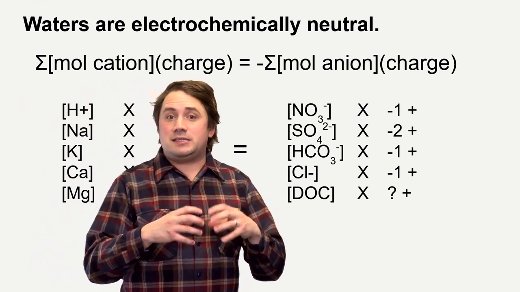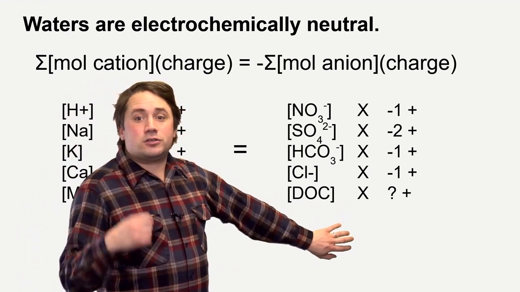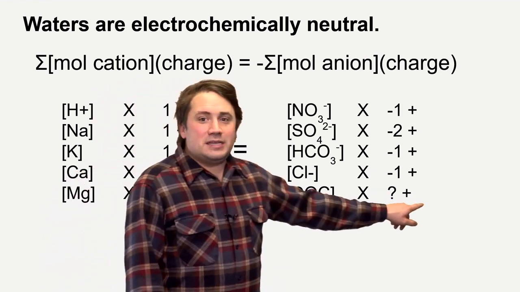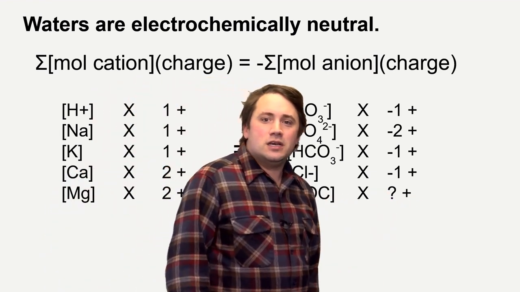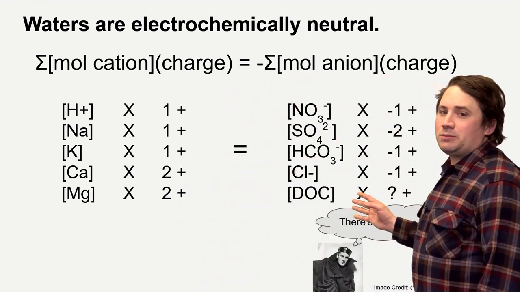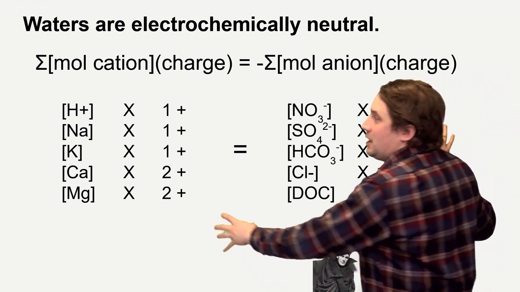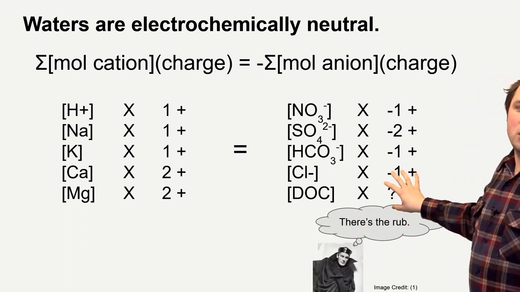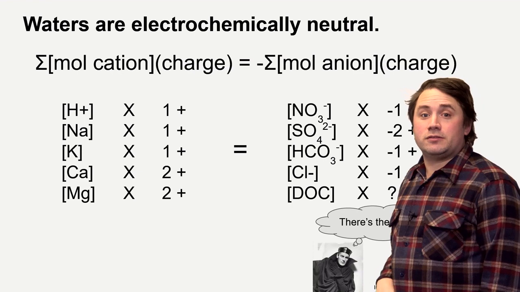So the conjugate bases of organic acids result in solutes that have negative charges. So this DOC has a negative charge, but it's exceedingly hard to quantify exactly what that negative charge is. So this kind of causes a problem in our charge balances that can be appreciable or not. So there's kind of a rub here. But generally you can assume that these two are going to equal each other. And this DOC term will only become important in waters that have pretty high concentrations of DOC.